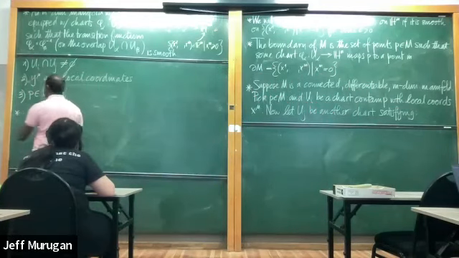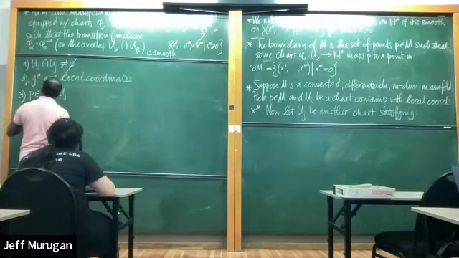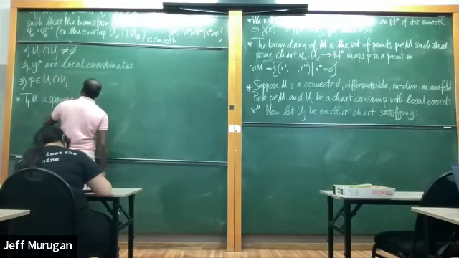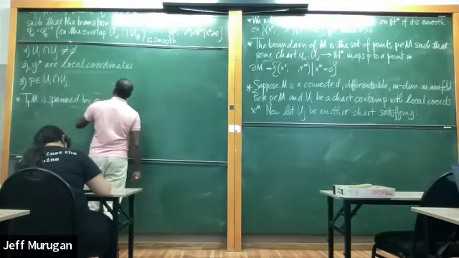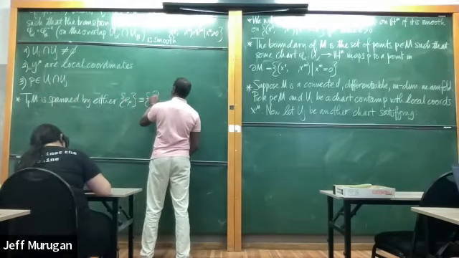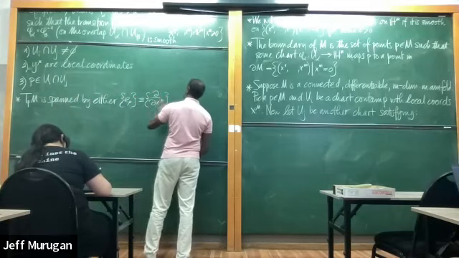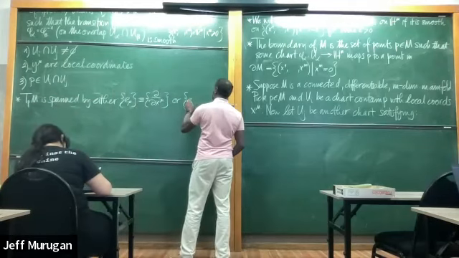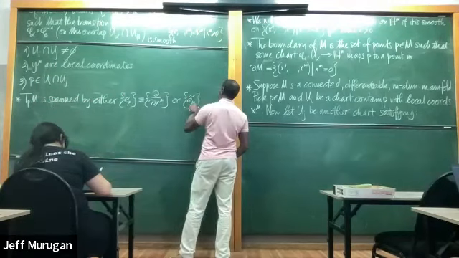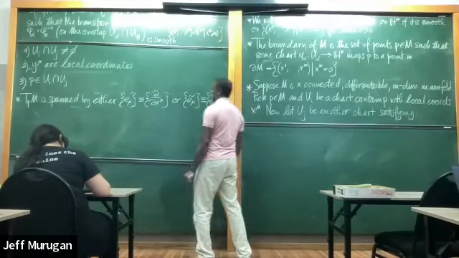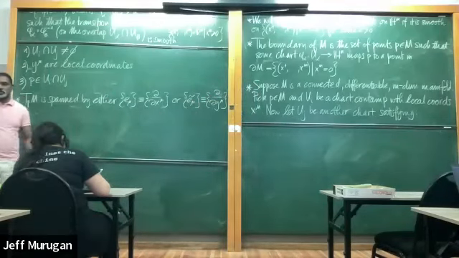So T_P(M) is spanned by either e_μ, defined to be ∂/∂x^μ, or let's say ẽ_μ, the set ∂/∂y^μ. Either is fine, depending on the coordinates that you expect.